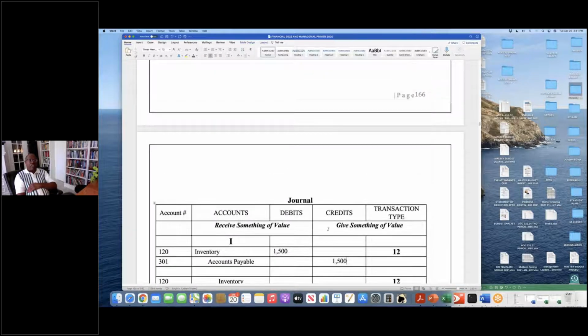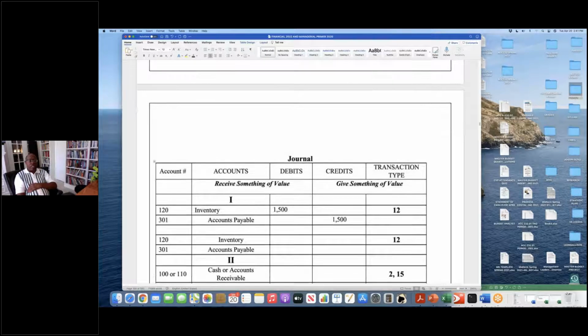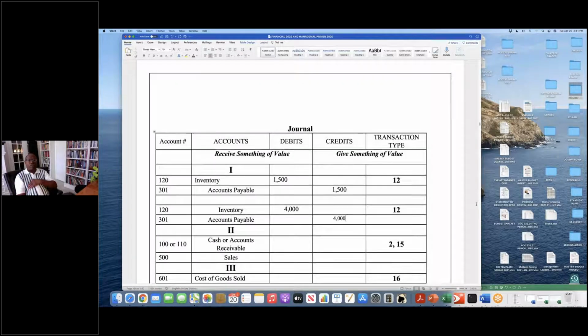Then we had another transaction just like that one, where we debited inventory for 4,000 and credited accounts payable for 4,000. And you see these are what type entries? Type 12.